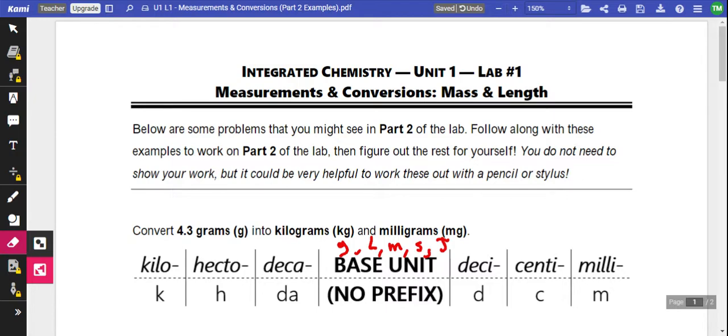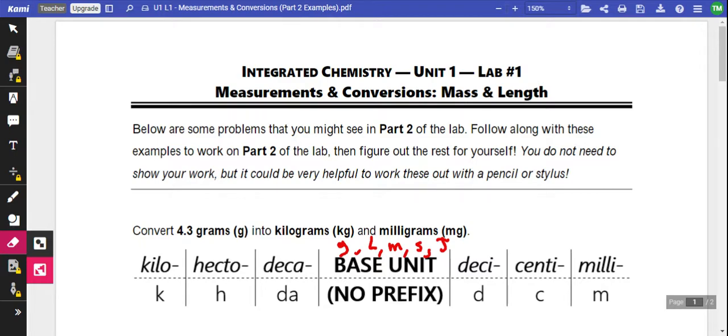So if I want to talk about a bigger or smaller amount of that, I can use these prefixes to describe that. Stuff on the left, like kilo and hecto and deca, are for bigger amounts of that base unit. Like a kilogram is a bigger amount of mass than a regular gram. And these over on the right, deci, centi, milli, are smaller. So like a millimeter is smaller than a meter.